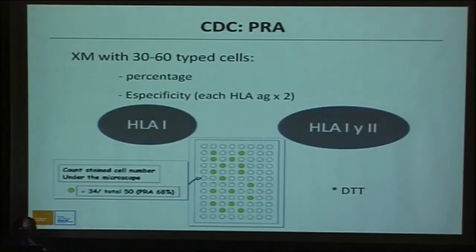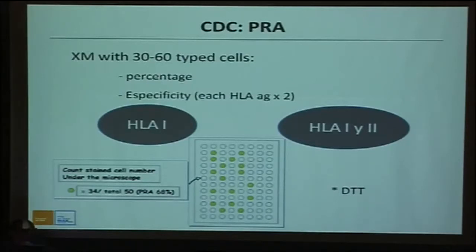And what is a PRA? The classical CDC PRA is an amount of micro CDC crossmatches in a plate. You have the cells of the donors all over the area. Of course, in this hospital, you need a plate with the donors that are usual in the area, not in California, not in Japan, not in Spain.